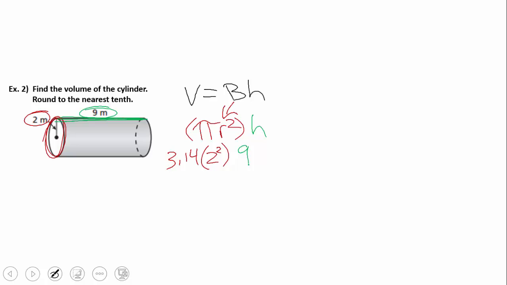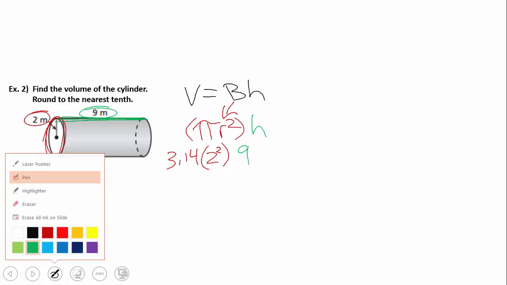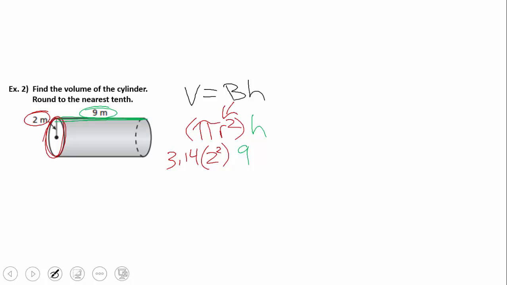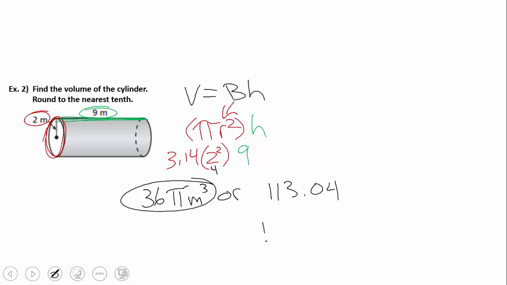Once again, if I multiply all the numbers except for pi, 2 squared, which is 4, times 9, that's 36. I can write that in terms of pi, saying 36 pi meters cubed. Or, if I multiply it all out, 36 times 3.14 is 113.04, and we're just going to call it 113 meters cubed, rounding to the nearest tenth.